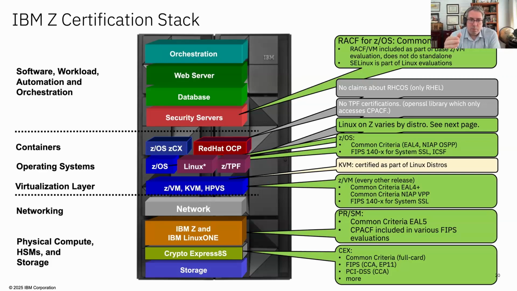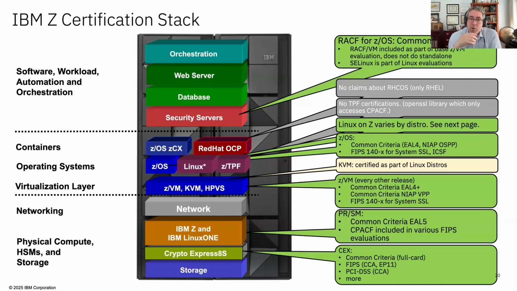You'll see, PR/SM gets its EAL5. FIPS itself doesn't really apply to PR/SM, but CPACF, the on-chip crypto assist, gets included into an awful lot of other validations. z/VM at the hypervisor level actually does multiple common criteria evaluations because, surprise, surprise, we want to be on as many approved products lists as we possibly can. z/OS, same thing. KVM, not certified by itself, included as part of the Linux on Z distros.